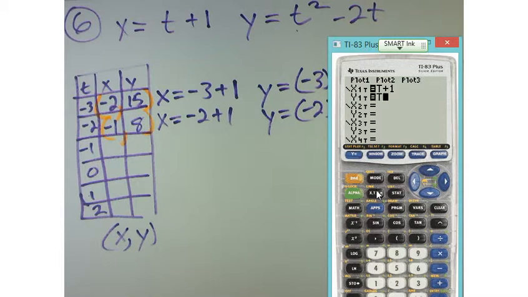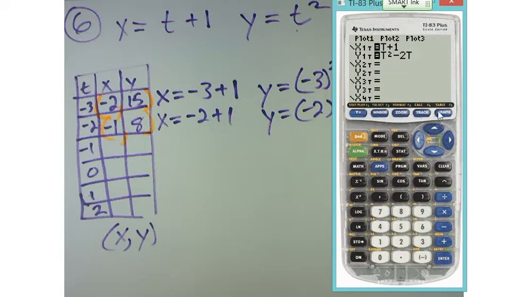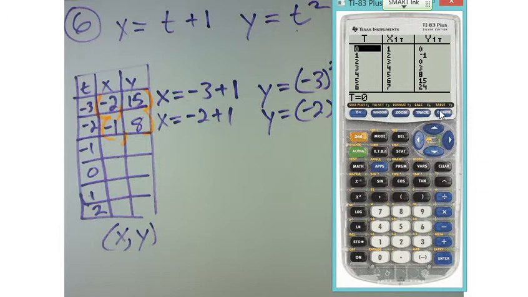T squared minus 2t, alright. Now, if I wanted to finish the table of values, I click on second graph, and here's my table of values. Let's make sure Mr. Adams did his math right.